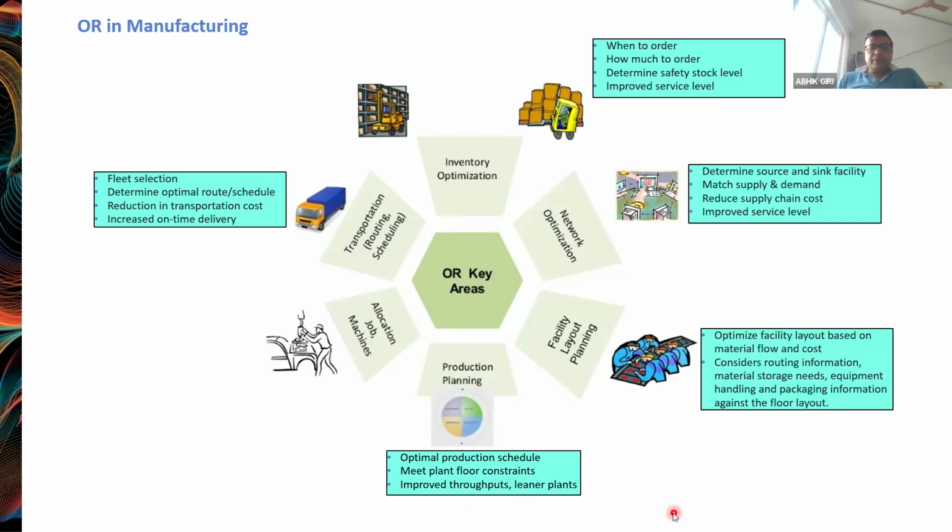And how to improve the throughput and make the plants lean. Throughput is basically the amount of production that you are able to do within a specified time.